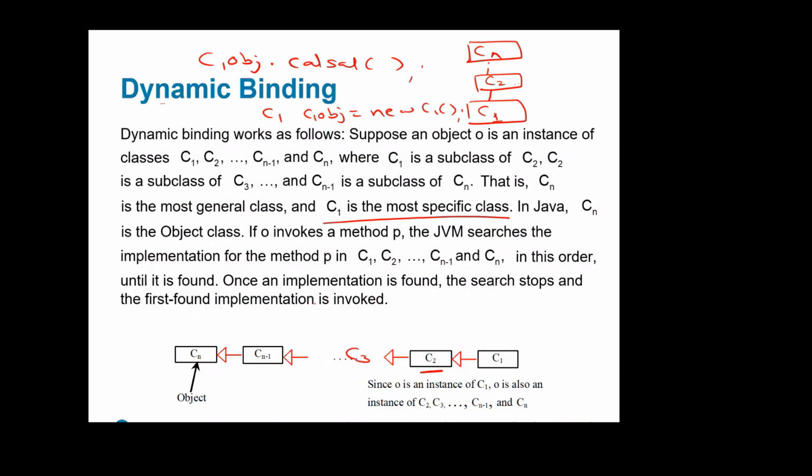So this is done by the Java virtual machine. It searches for the implementation in this order: the class itself, its parent, and so on. And once it finds the implementation, then that first found implementation is used.